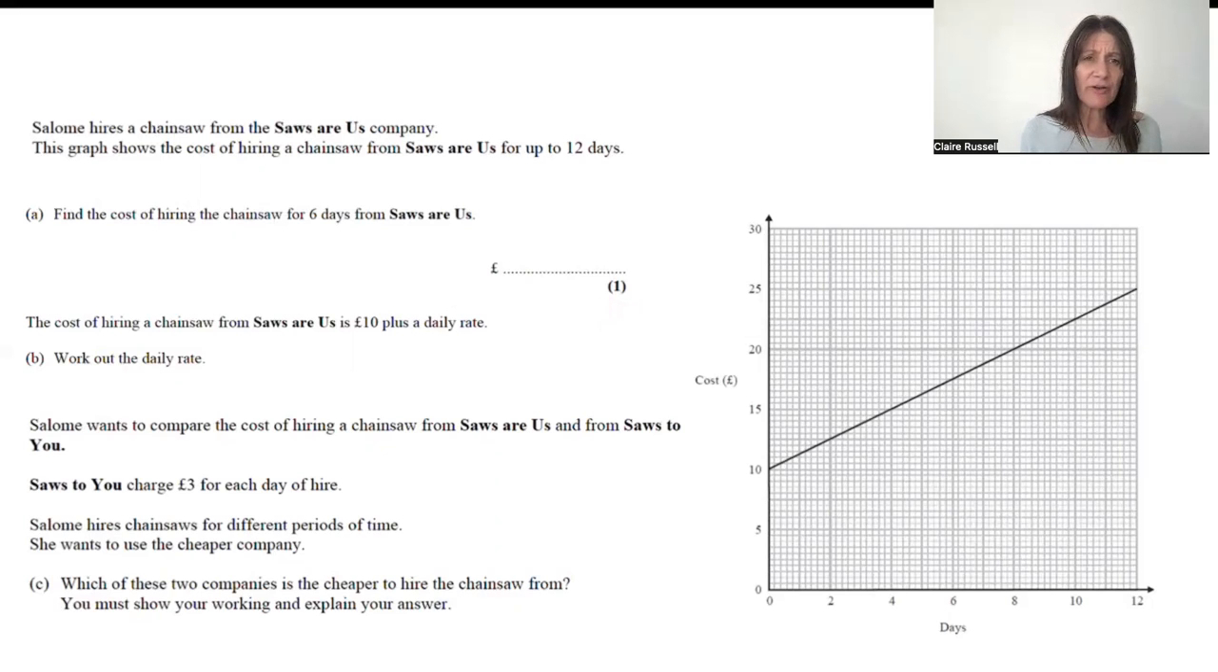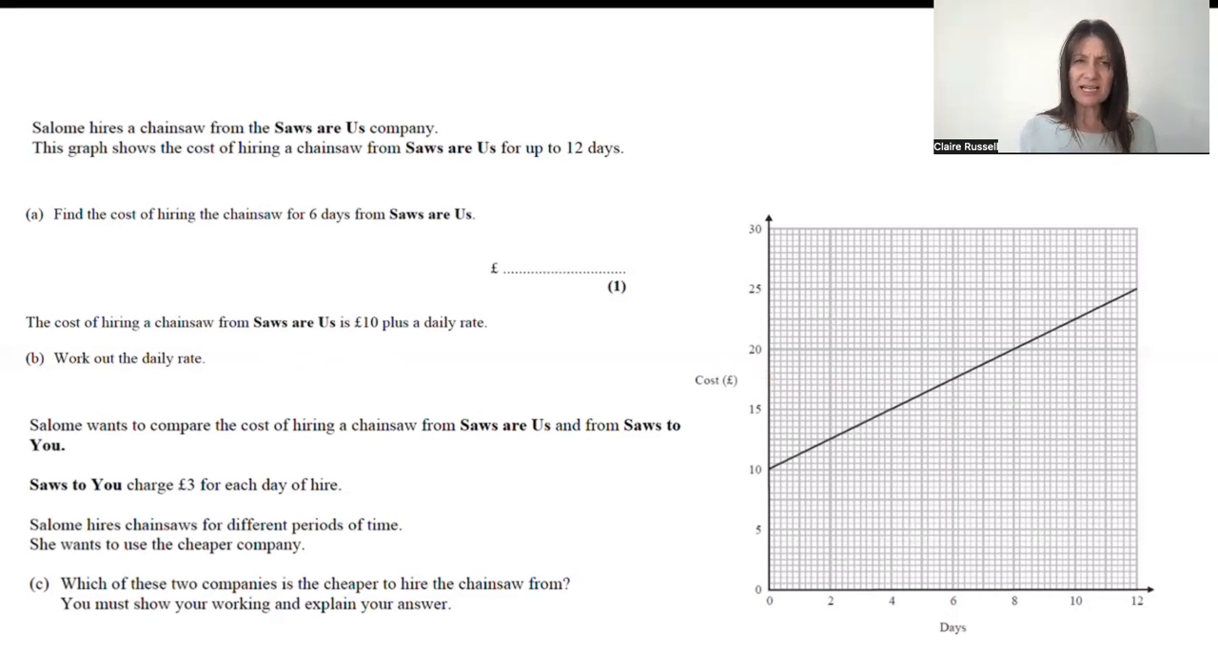It says, find the cost of hiring the chainsaw for 6 days. So you're just going to come down to the days, find the 6, and then I would recommend drawing a line straight up, hit the line, you come straight across, you come out pretty much between that 15 and 20. So I would say £17.50 would be that cost, okay?